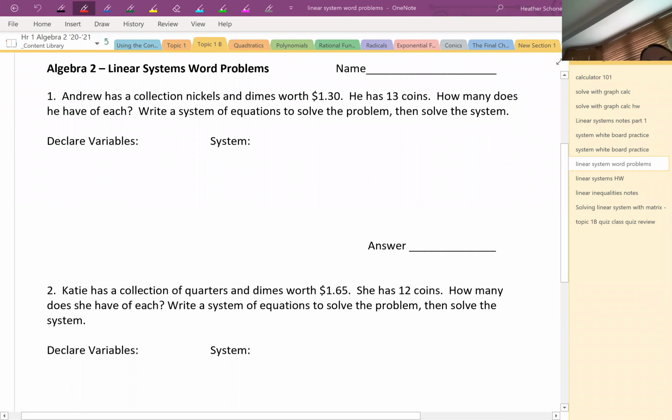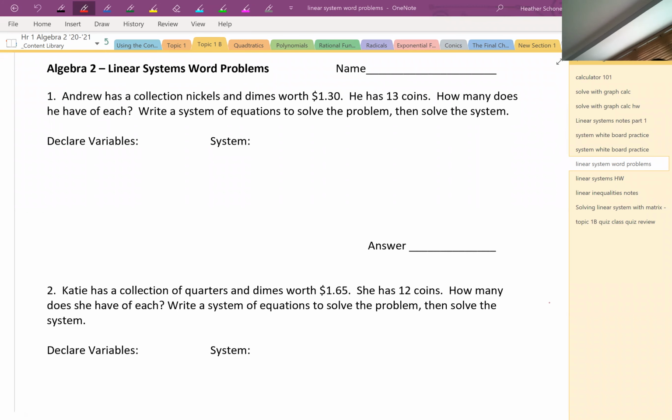Okay, this video is talking about applying systems of equations to word problems. And I know that there's other ways to solve these problems without using systems, but I want you to know how to use a system to solve a word problem. So I'm expecting it to be done that way.